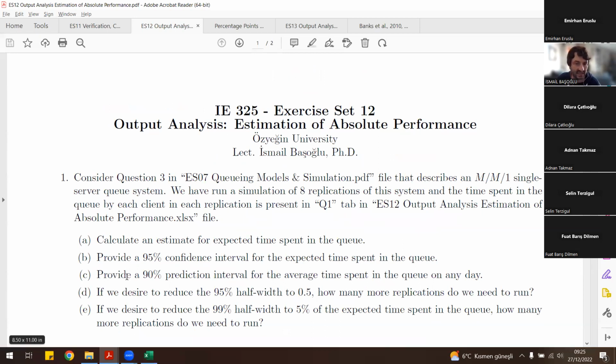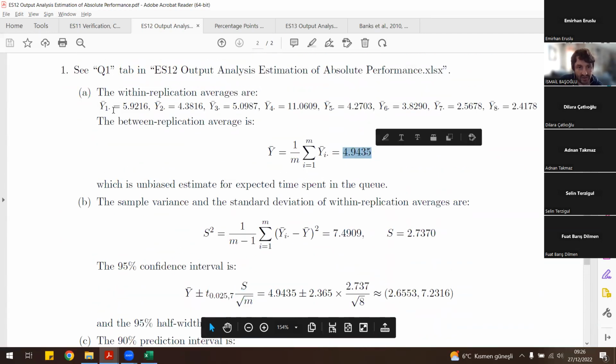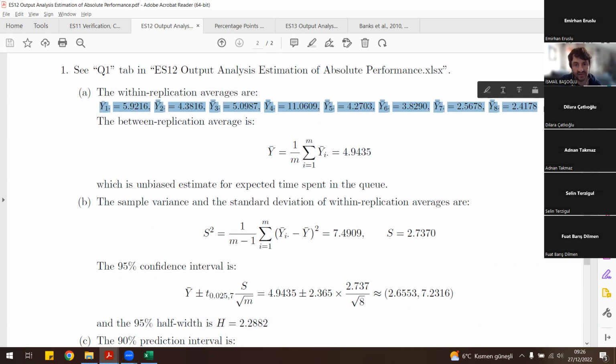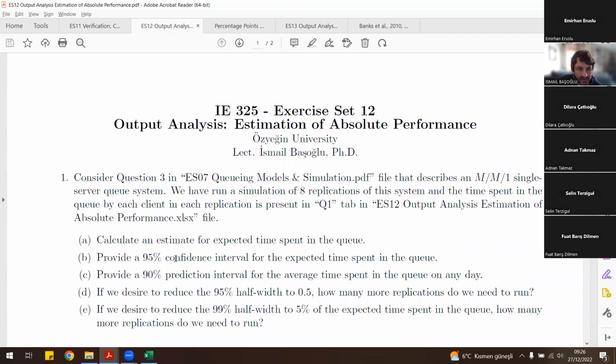In part C, it says that in part A, it has said to calculate an estimate for the expected time spent in the queue. And that estimate, my friends, was simply the average of these 8 replication averages. So the average across replications is the estimate for the expected waiting time in the queue. Secondly, we have built a 95% confidence interval for the expected time spent in the queue. Now, the question asks us to provide a 90% prediction interval for the average time spent in the queue on any day.